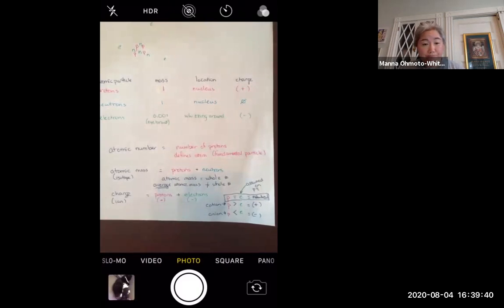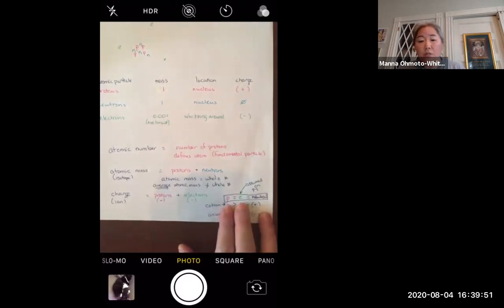Charge. If I have a different charge, I call it an ion, and the charge is determined by the charged particles, the protons and the electrons. So if I have an equal number of protons and electrons, which is assumed on the periodic table, my element is neutral, it has no charge. If I have more protons than electrons, I will have a positively charged ion, and I call it a cation. It looks like cation, but it's really cation.